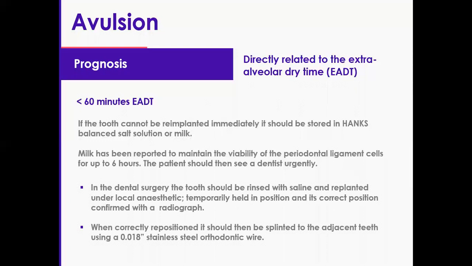On arrival, the tooth should be rinsed. Handle it by the crown, rinse the root with saliva, and replant under local anesthetic. If you've got some blood clot, you can just get a flat plastic to remove the clot to aid the reposition. Provide a temporary splint, as discussed in previous clips. I don't want to go into that. You all know the splinting by now. Take your check X-ray, and if repositioned correctly, you can splint using 0.018 stainless steel ortho wire.